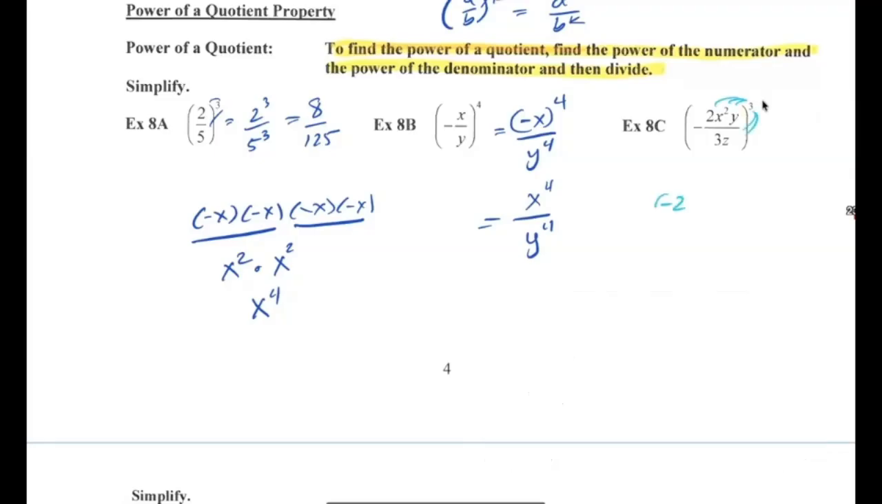And then here, same concept. The reason is the power goes to every single one, even on the bottom. It's negative 2 to the third, x squared to the third, over y cubed, 3 to the third, and z to the third. Notice I went to everything. I didn't just put it to the z. I didn't just put it to the 3. It goes to every single component here. So you get something like this.